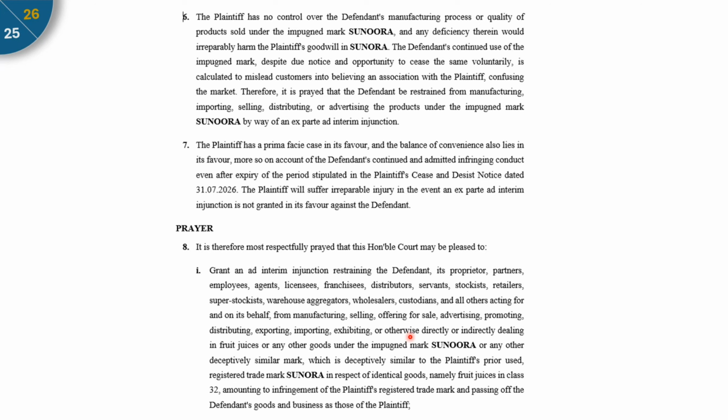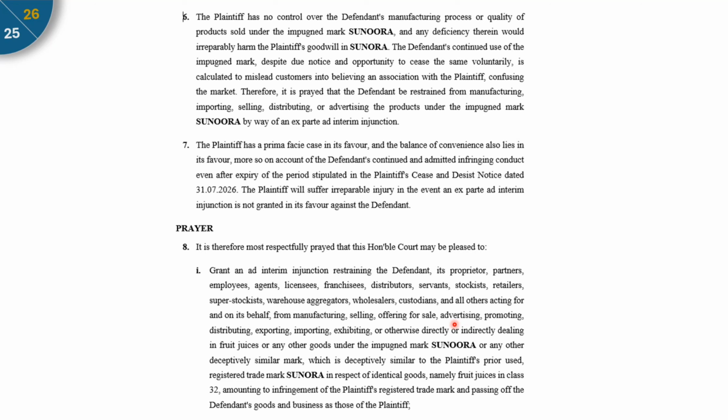So I want you to notice how long the sentence is, and I want you to understand that the length is not accidental or lazy drafting. It is a deliberate legal precision. Why? Because look at the list of people bound, not just the defendant, but all its proprietors, the partners, the employees, the agents, the distributors, and all others acting for or on its behalf.